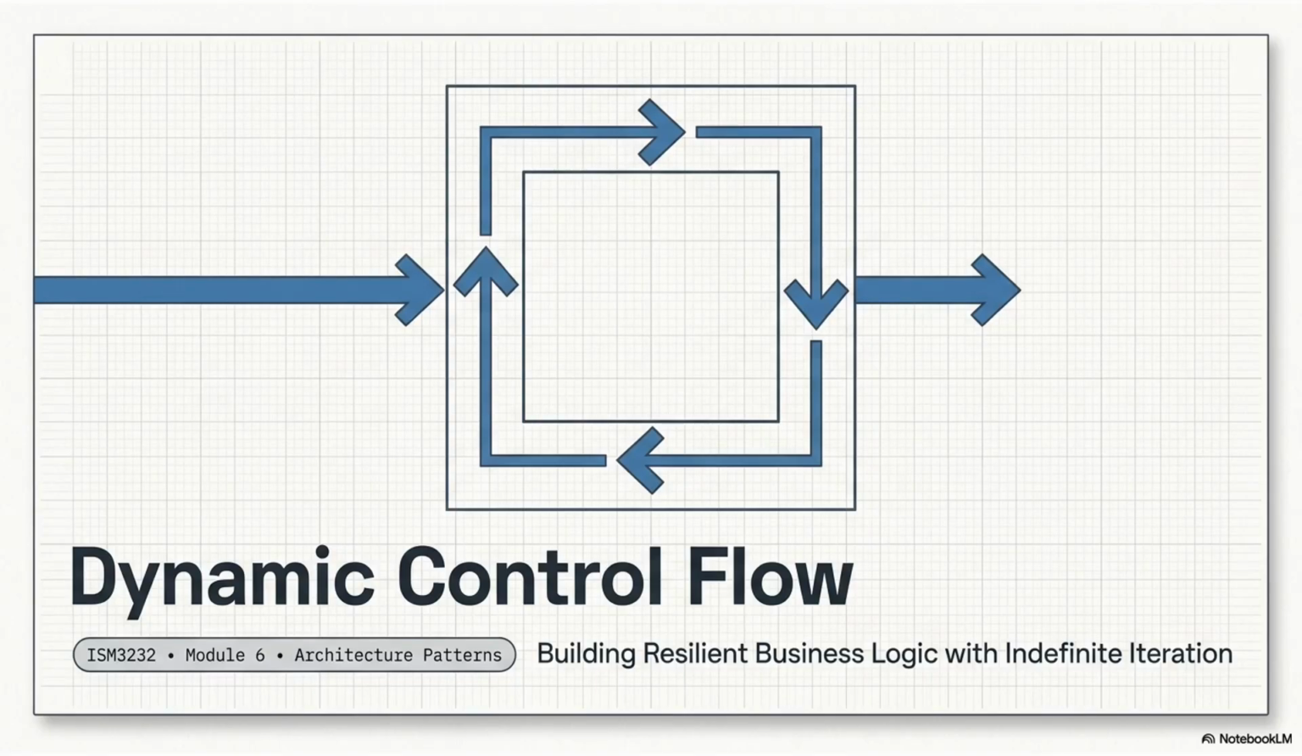Welcome to Dynamic Control Flow, Building Resilient Business Logic with Indefinite Iteration. This module is part of the course's Module 6 Architecture Patterns track, and it addresses a fundamental capability that for loops can't provide. Running code for an unknown number of iterations until a specific condition is met.